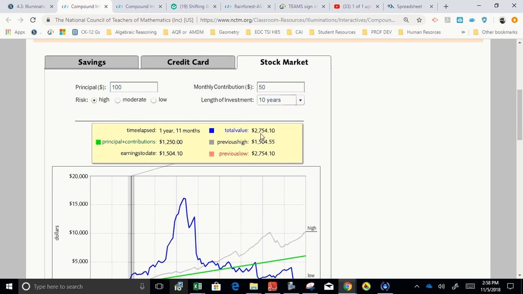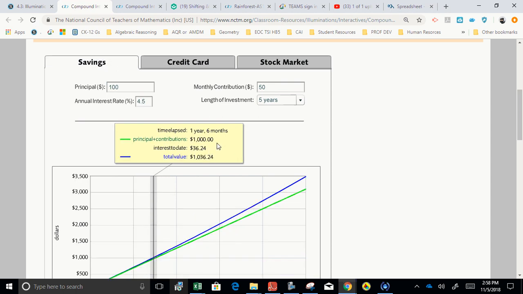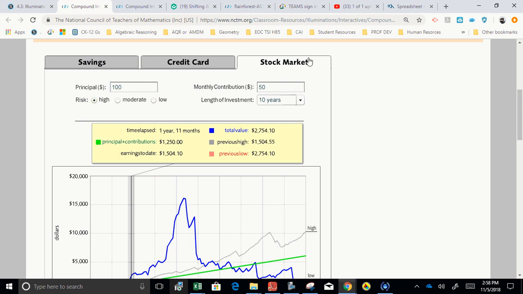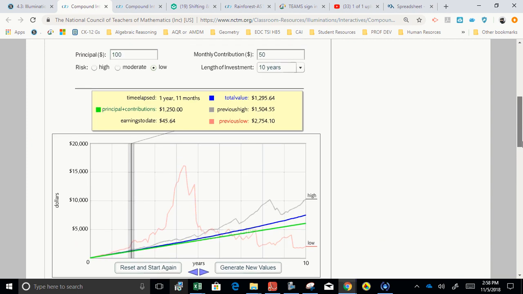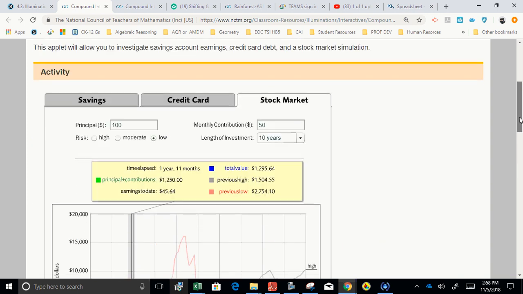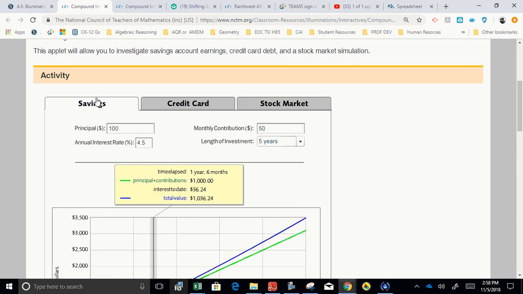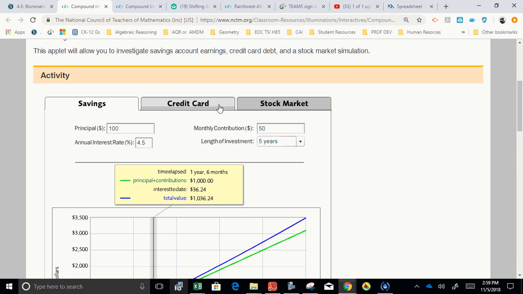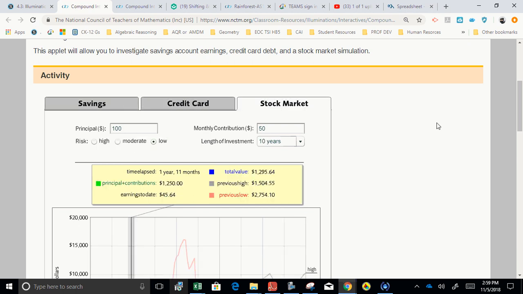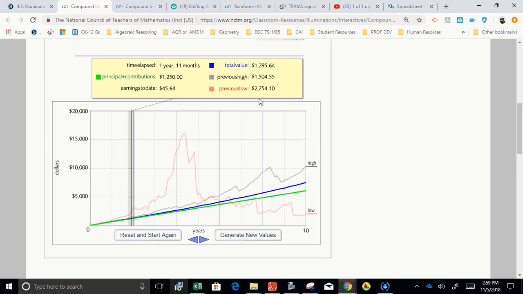So what happened? How much money did we end up with? 2,700, and we paid in 1,250. On the savings, we paid 1,000 and ended up with 1,000. Stock market, we ended up with 2,700 at high risk, and at low risk, 1,250. And credit card, you only had 1,000, but you had to pay it, and it took you a year and 11 months to pay it. You guys have to make your conclusions.